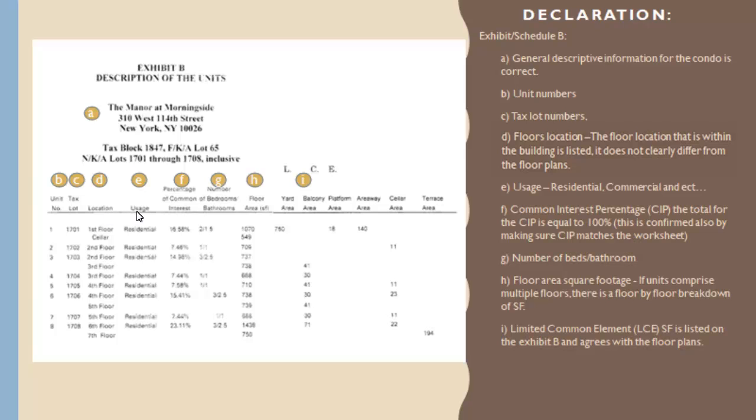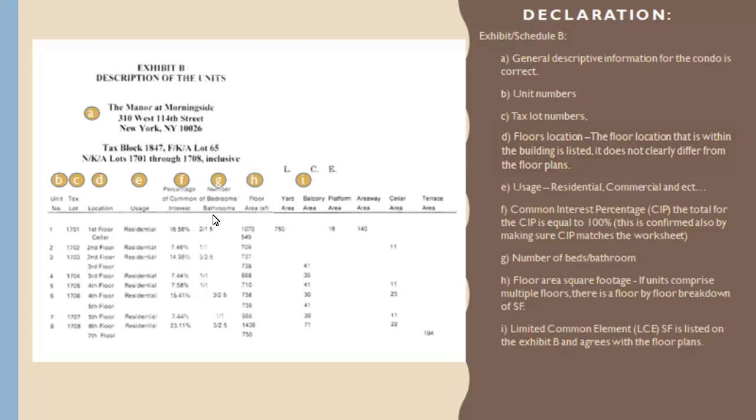Part E. Usage, residential, commercial, and so on. Part F. Common interest percentage. The total for the CIP is equal to 100%. This is confirmed also by making sure CIP matches the worksheet.